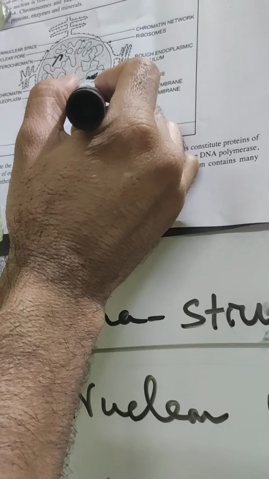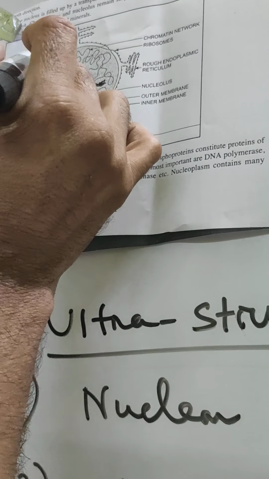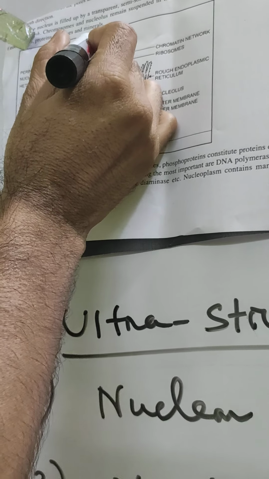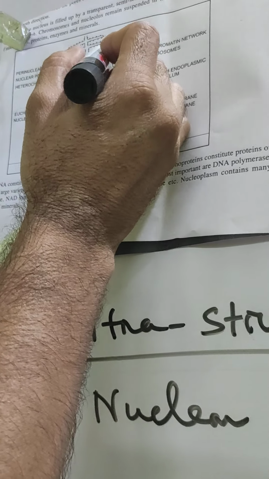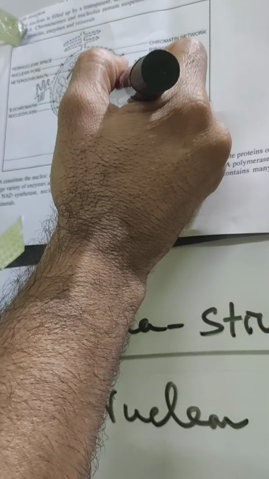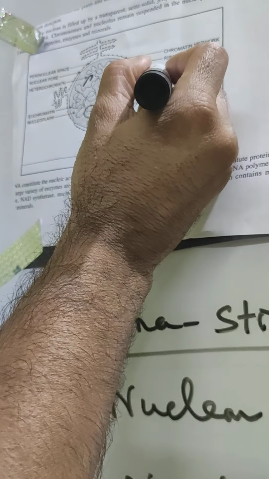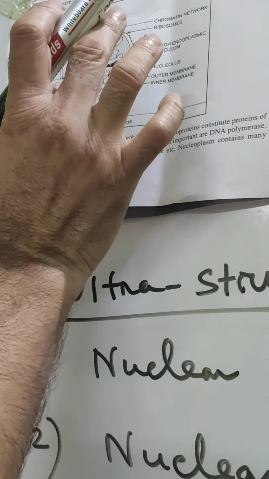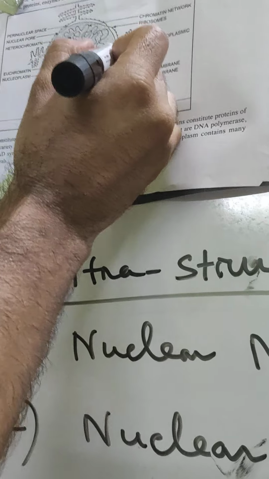After some interval, some gaps are there which are called nuclear pores, and the space between the two membranes is called perinuclear space. And on the outer side of the nuclear membrane, some cell organelles are attached, such as endoplasmic reticulum, ribosomes, maybe mitochondria also. Then the next structure is the nuclear pore.